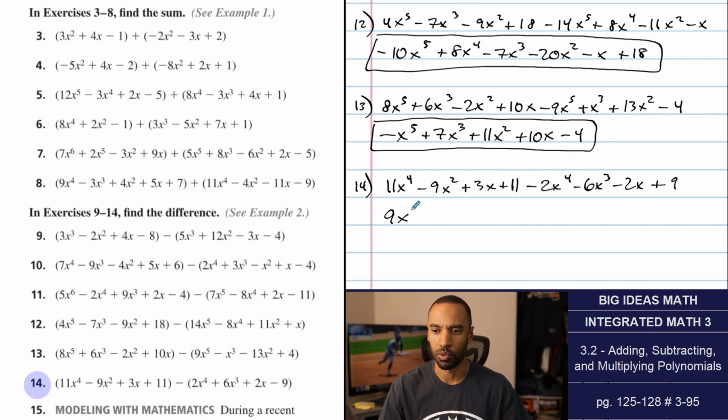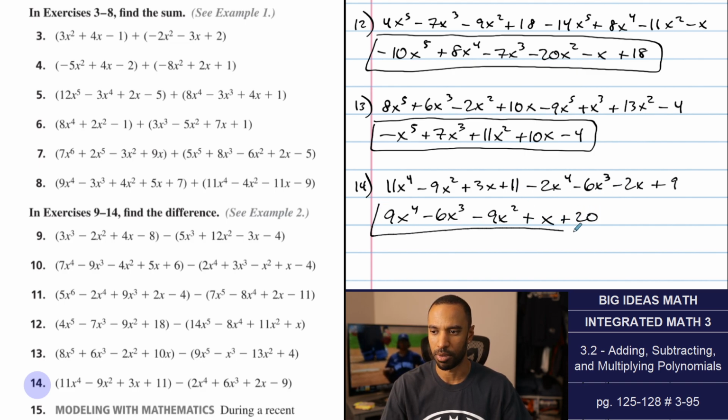So anyway, just make sure you get the practice in. Whatever your teacher assigns for you, great, do it. If you want to practice extra, hopefully you're following along and making sense of it. Anyway, that's a cubed right there, so that's negative 6x cubed. No other squareds other than this negative 9x squared. Couple x's, 3x minus 2x is 1x. 11 plus 9 is 20.